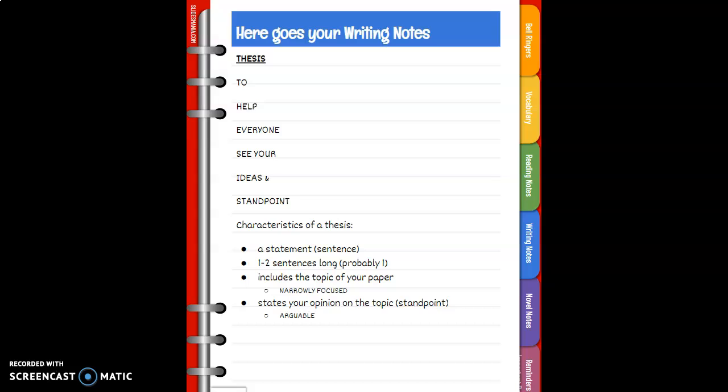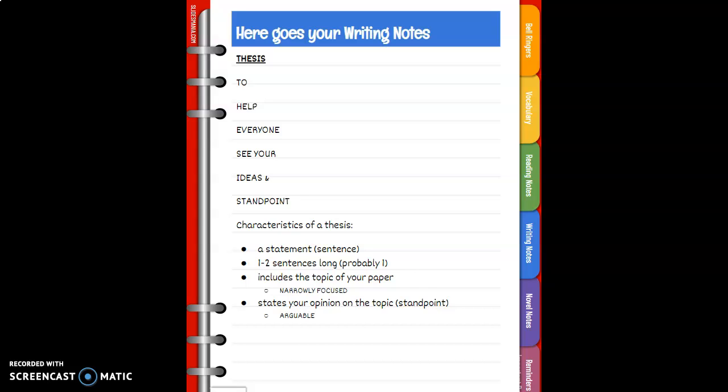T-H-E-S-I-S, and this is an acronym that helps us to be able to understand the definition of this word. A thesis's job is to help everyone see your ideas and standpoint. Your standpoint is like your viewpoint or where you stand.